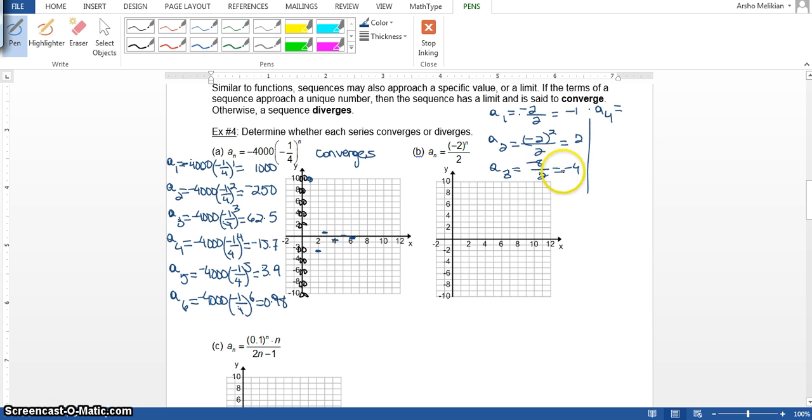A4 is negative 2 to the power of 4, which is negative 16 over 2, negative 8. A5 is negative 2 to the 5, negative 32 over 2, negative 16. No, this is positive, and that's negative. And A6 is negative 2 to the power of 6, which is 64 over 2, positive 32.